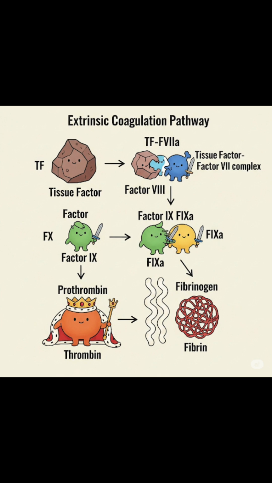Steps of the extrinsic pathway. 1. Tissue factor exposure. When a blood vessel is damaged, a protein called tissue factor, factor 3, is released from the injured tissue into the bloodstream. Tissue factor is a crucial trigger for this pathway.